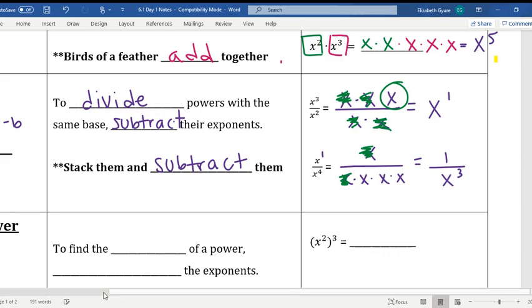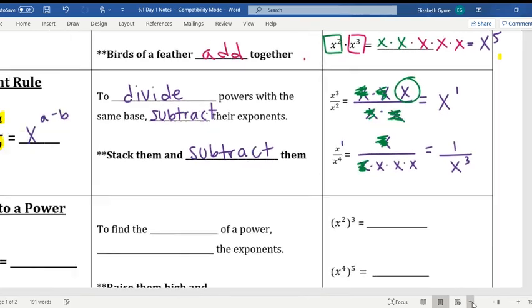Okay, so we'll take a look at more like that in just a second, but I just want to show you when you subtract, you always want to do the bigger number minus the smaller number because we don't want to have negative numbers in our exponents. We'll learn about those on Thursday.